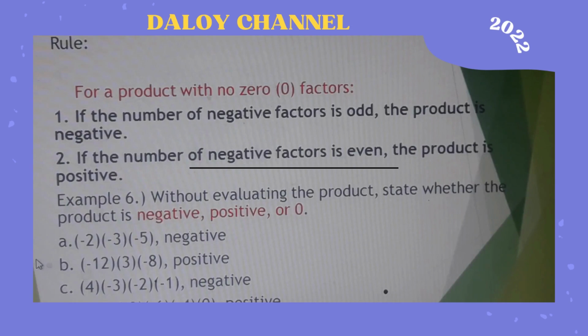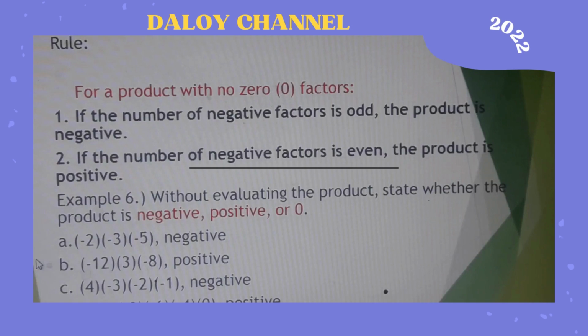For letter B, negative 12 times 3 times negative 8. So if we count the negative sign factors, we have 2. So the final answer of this, if you are taking the product of these 3 factors, is positive. For letter C, negative 4 times negative 3 times negative 2 times negative 1. So obviously there are 3 factors containing a negative sign, therefore the answer is negative.